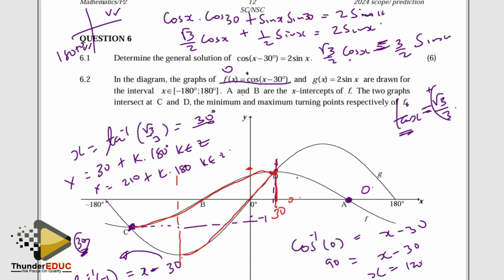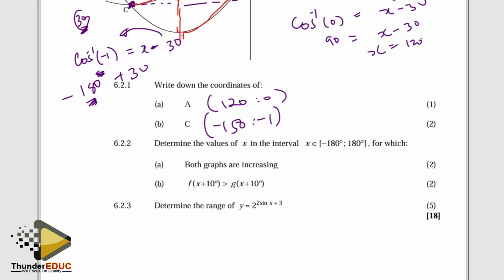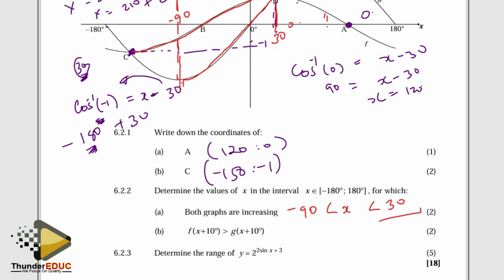Okay. Now, with this graph of sine, we expect the sine to be at the maximum at -90 and at +90. That's when it reaches the maximum or the peak. So between these 2 points, that's where the 2 graphs are increasing. So we're going to say -90 is less than x is less than 30. Yeah, that's what I see.